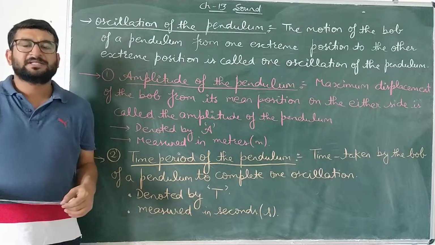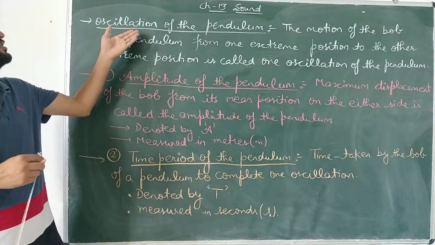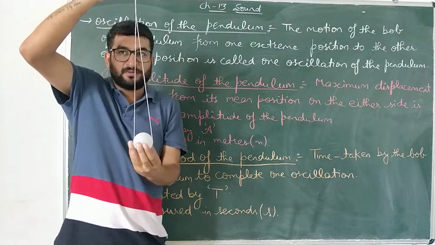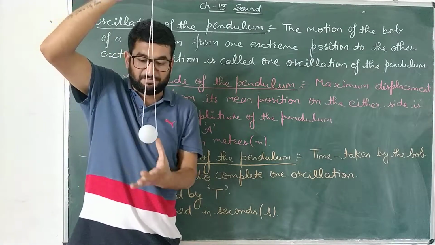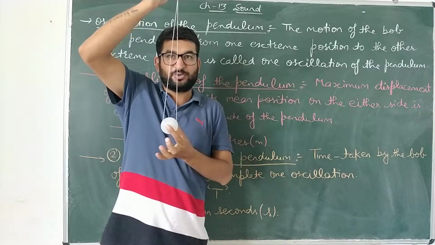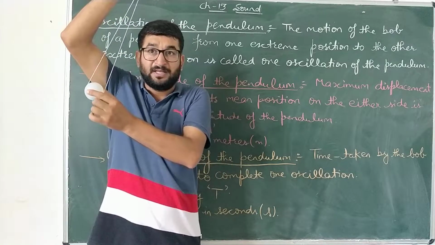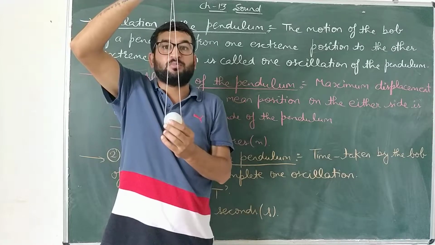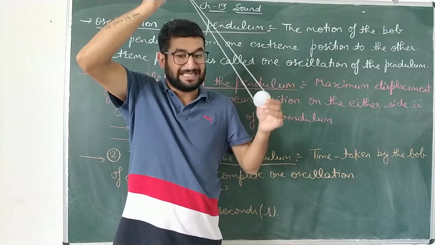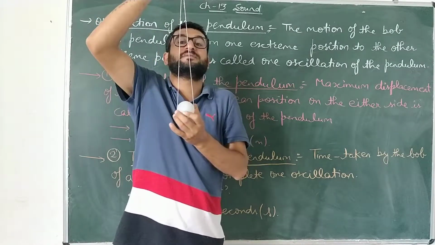Now we will discuss the terms related to the pendulum. The first term is oscillation of the pendulum. What is oscillation? I explained to you, bache, this pendulum bob will move from its mean position to one extreme position, then return back to its mean position, and then go to the other extreme position. Now this one complete movement, from one mean to extreme, then again to mean, then to the other extreme, and then return back to mean.